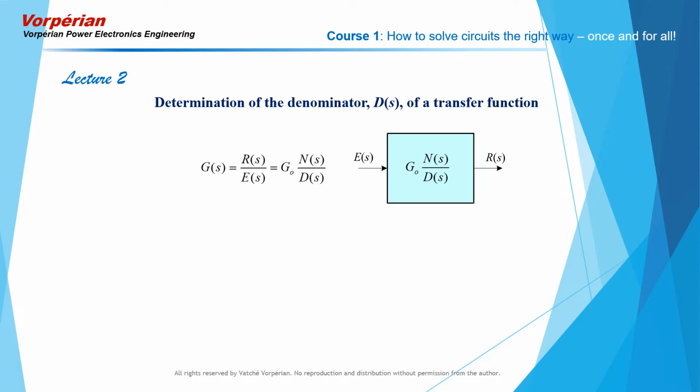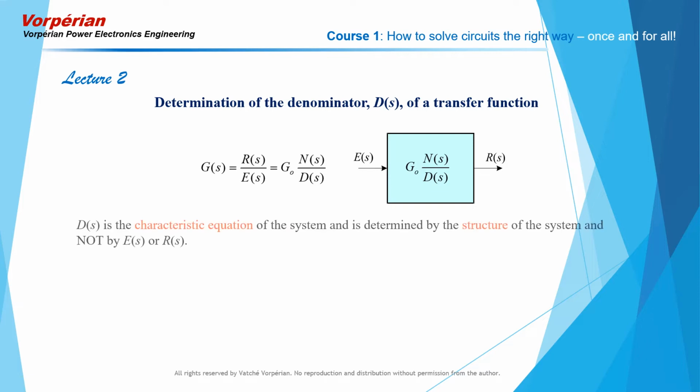G0 is exactly of the same character as G of S, and the purpose of N of S over D of S is there to tell you how G of S behaves as a function of frequency. For example, over a certain frequency band, G of S could be going up or down, or going through some resonant peak or a notch, or staying flat. It's got to be one of those things.